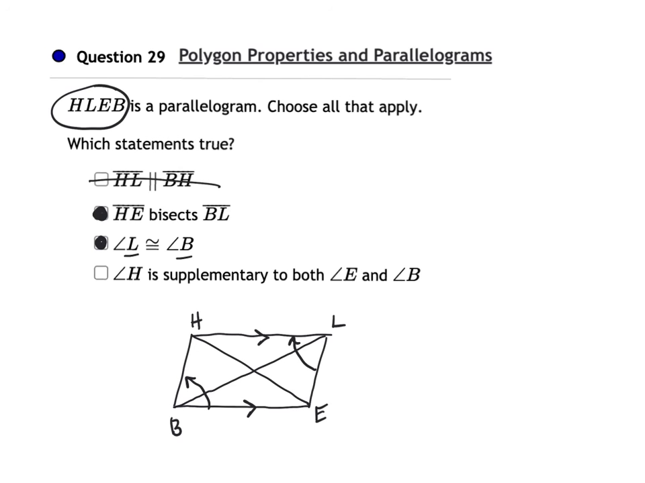Angle H is supplementary to both angle E and B. Well, angle H and angle E are congruent. So it's not supplementary to both of these. It might be supplementary to B, but it's not to E. So this one is out. And these two are our correct answers.